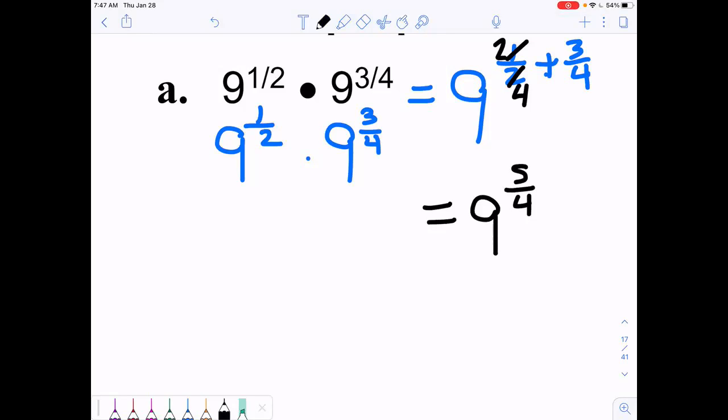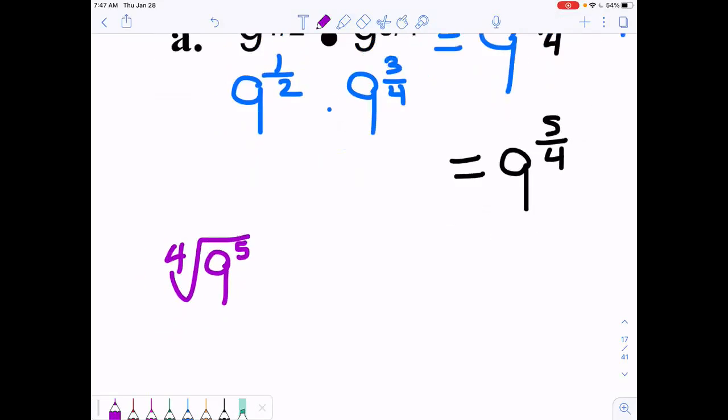How could you rewrite that as a radical? So Jaden, how would we write that as a radical? It would be the 4th root of 9 to the 5th. Right, to the 5th power. And I'm going to keep that 5 with the 9. So we took the exponent. The denominator is the radicand. The numerator becomes the exponent.